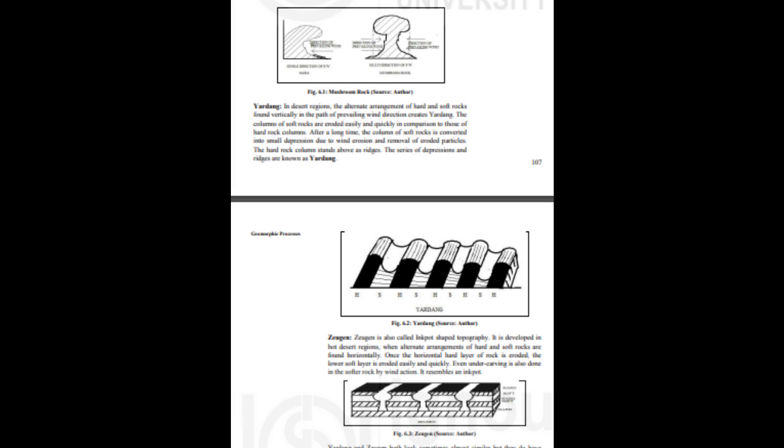Zugan. Zugan is also called inkpot-shaped topography. It is developed in hot desert regions when alternate arrangements of hard and soft rocks are found horizontally. Once the horizontal hard layer of rock is eroded, the lower soft layer is eroded easily and quickly. Even undercutting is also done in the softer rock by wind action. It resembles an inkpot.